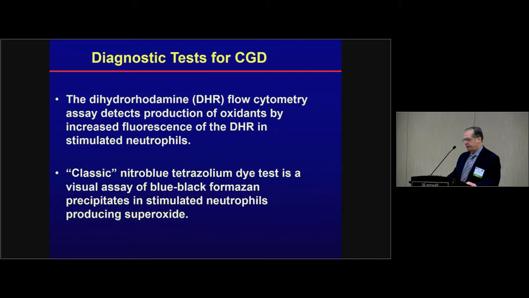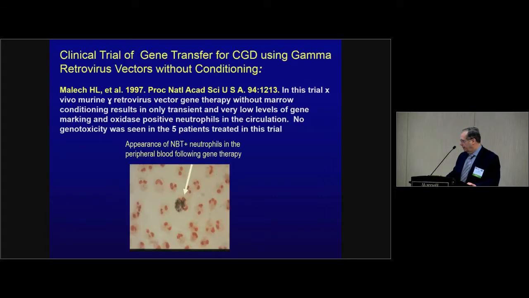So I also need to introduce you to 2 diagnostic tests that are standard for CGD. One is the DHR assay, which is a flow cytometry assay, and when cells produce oxidants, neutrophils become highly fluorescent. There's also the old classic nitroblue tetrazolium dye assay for those of you who don't believe anything unless you look in a microscope and see what the cells look like. So I want to bring you back 20 years to a trial that we ran using gamma retroviral vector, but without any conditioning.